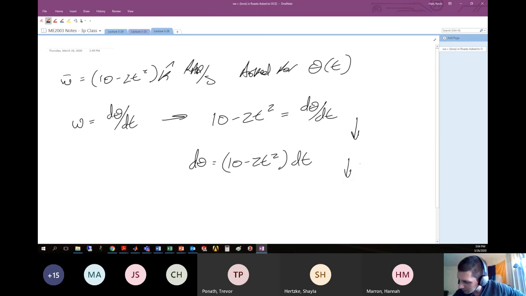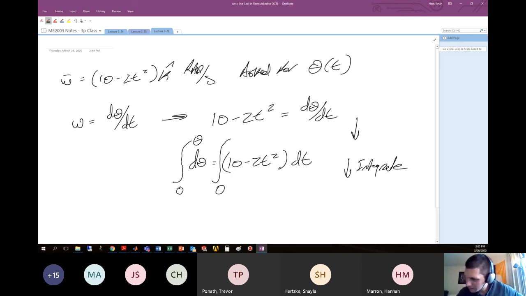Okay, so d theta equals (10 - 2t squared) dt. This is something we're going to integrate, so we have to think about what the bounds on our integral are going to be. We can integrate both sides. We're told in the problem that the initial angular position is 0 at time 0. So these are the bottom portions of the two limits of our integrals. And because we want a general equation to relate theta to time, we're going to keep the upper portion of our integral bounds as general values.